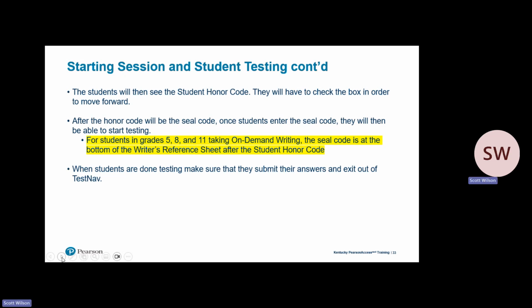One thing to note for grades 5, 8, and 11 for on-demand writing, the seal code is at the bottom of the writer's reference sheet after the student honor code. When students are done testing, make sure they submit their answers and exit out of TestNav.